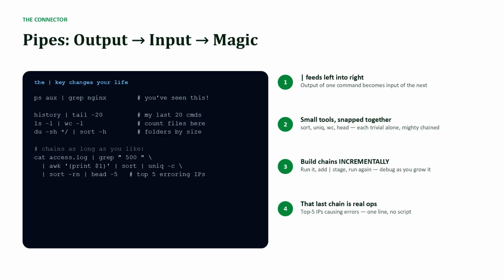Look at the last example. From a web log: find lines with error 500. Extract the IP column. Sort. Count duplicates. Rank. Top 5. The 5 IPs causing the most errors, in one line. No programming. The pro technique: build chains incrementally. Run. Add a stage. Run again. You're debugging as you compose.